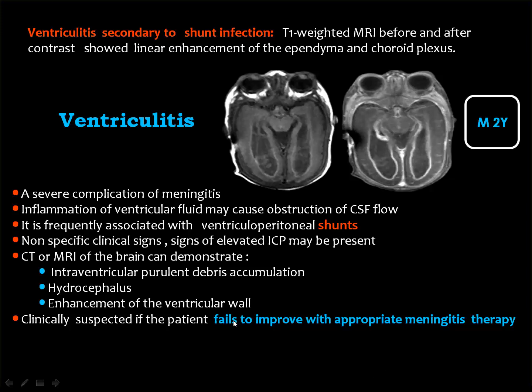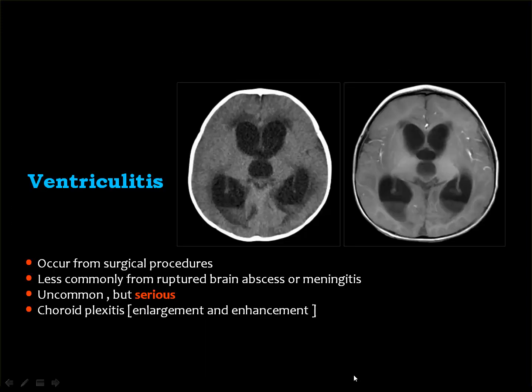Sometimes they say that if the patient had meningitis and you give him the proper treatment but he is not improving, you suspect that this meningitis has reached the ventricle and that the patient has ventriculitis. And ventriculitis is a very, very bad disease. It is very resistant to treatment. The ventricles will contain pus or debris, and this debris will accumulate in the posterior part, forming fluid levels, as you can see.